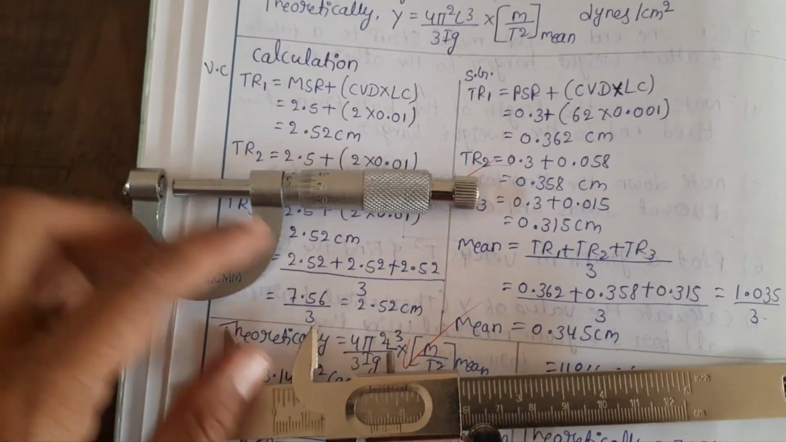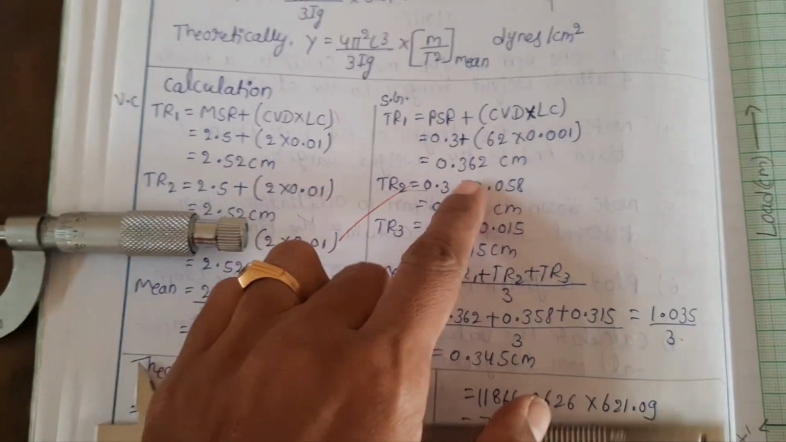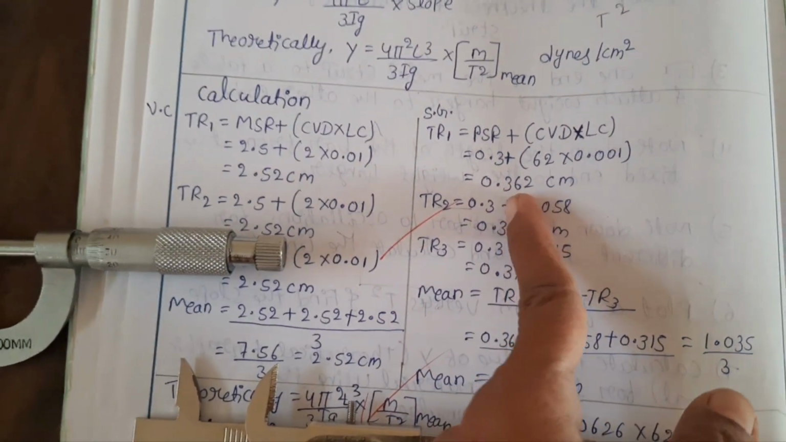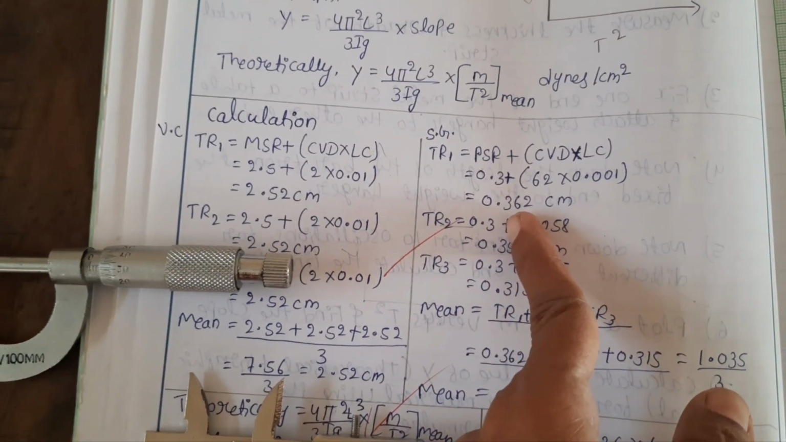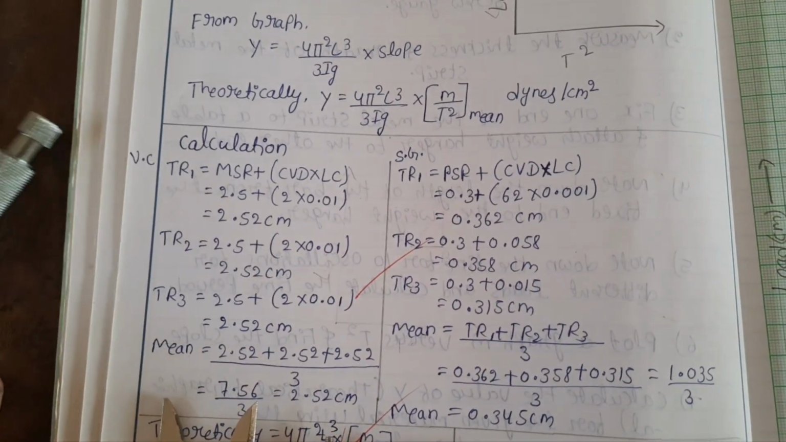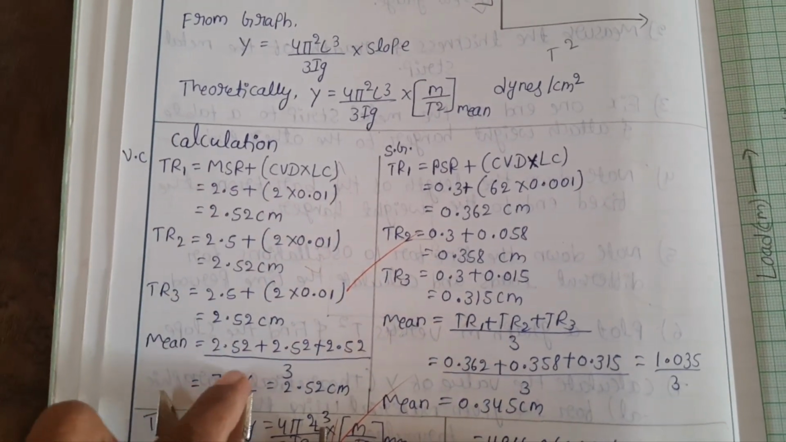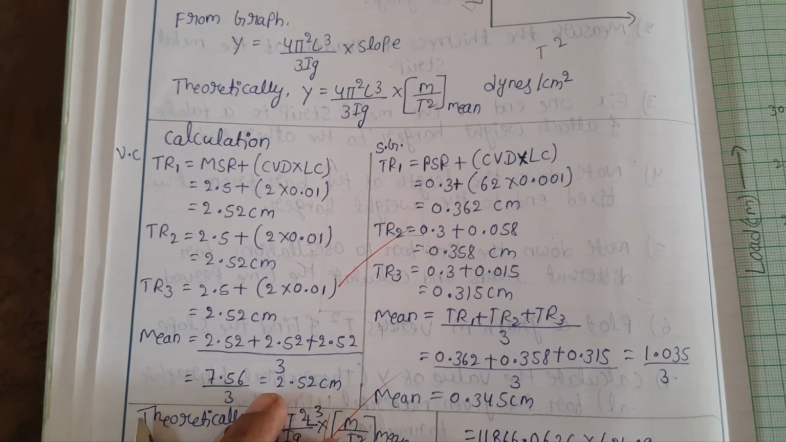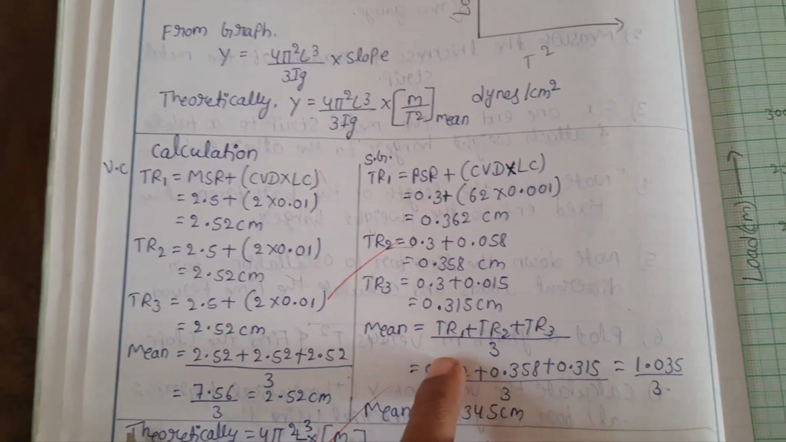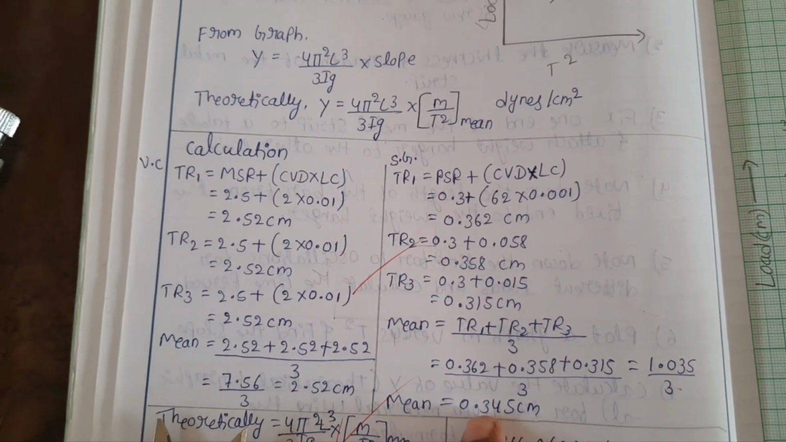Here this is the pitch scale reading, and this is CVD, 62 into least count 0.001. Then you are going to get the thickness of the metal strip. So you can just repeat this for another 2 trials and take the average. You are going to get the breadth of the metal strip, and here also take the average for 3 readings. You will get the thickness of the metal strip.